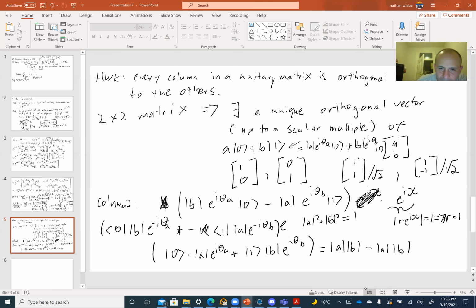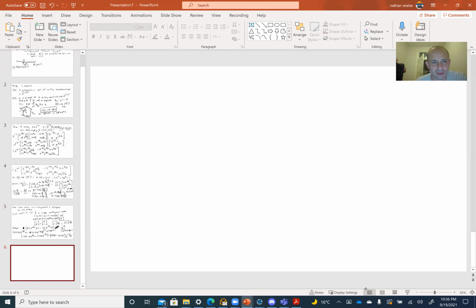Oh, I also need to include an e to the minus I chi times e to the minus I chi, which of course is equal to 0. Therefore, this vector, as I claimed, is actually orthogonal to the other ones, and is up to this phase, e to the minus I chi, the only choice that we can end up making for that second column, given that we end up constraining the first one. So that is how it goes.